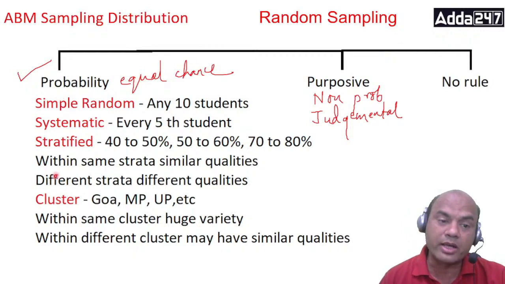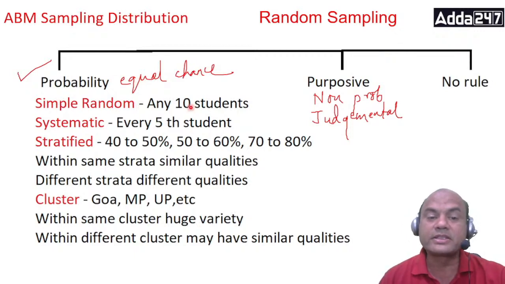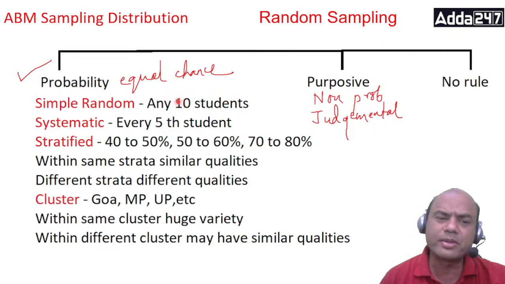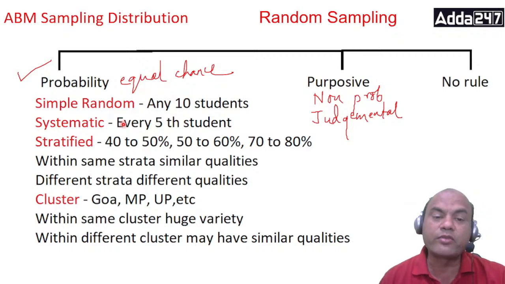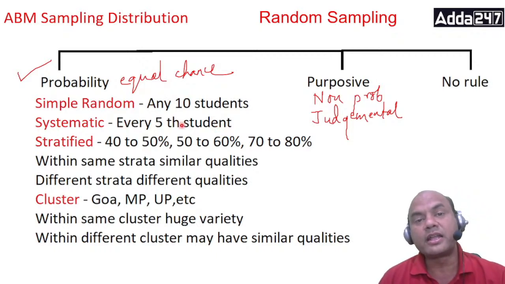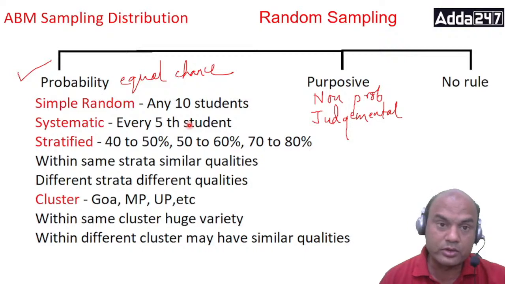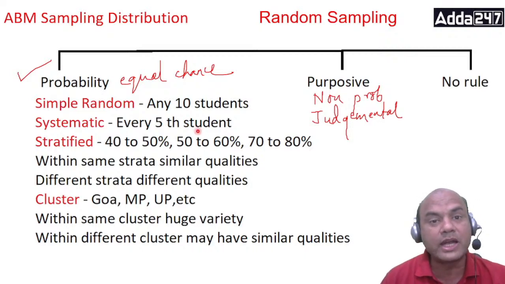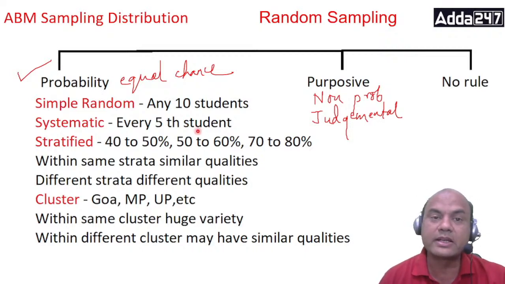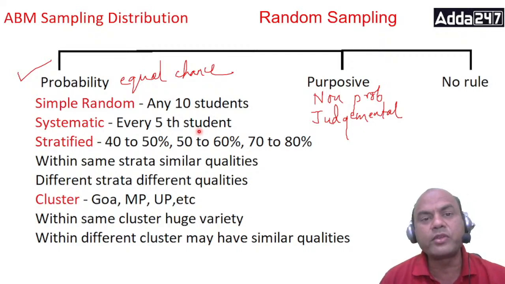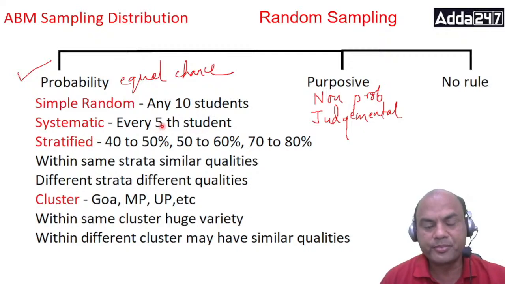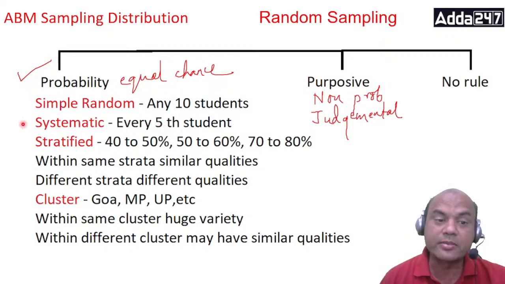Now it is of 4 types. Suppose in a class of 50 students, I say any 10 students, that becomes simple random. If I say every 5th student, I'll tell them to stand in a row. I don't know, I'll close my eyes. I won't tell who will stand where. I'll close my eyes, tell them to stand in a row, and every 5th student comes out. That is known as systematic.